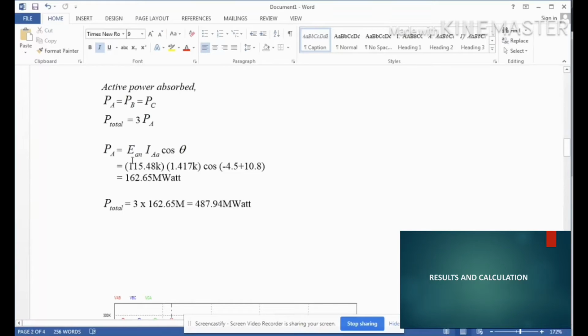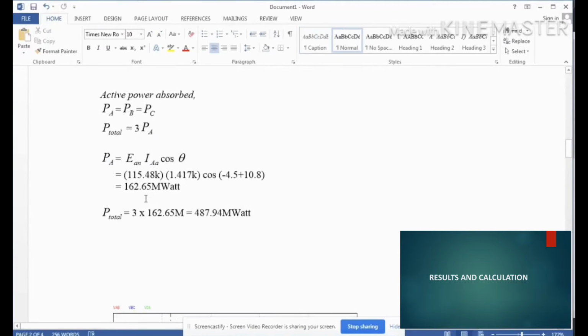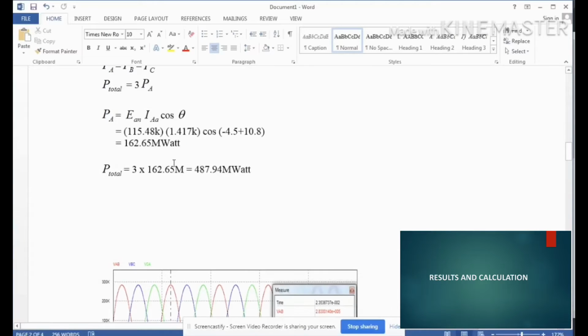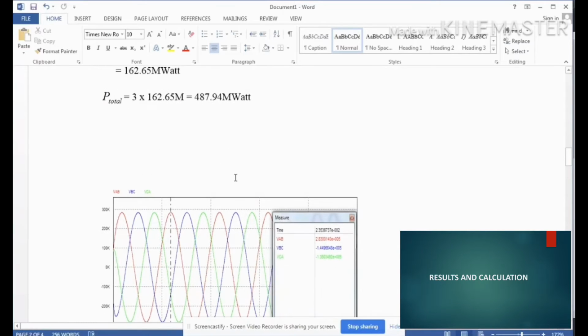To get the PA, we use the formula voltage AN times IAA times cos theta. So AN is 48 kilovolt, times IAA, which is 1.417 kiloampere, times cos theta, which is negative 4.5 plus 8.8. The value that we got for PA is 162.65 megawatt. To get the P total, we simply multiply the PA by 3. So the value that we got is 487.94 megawatt.